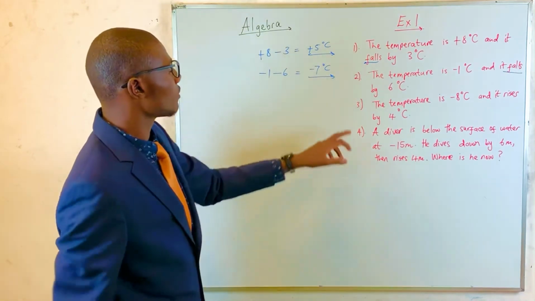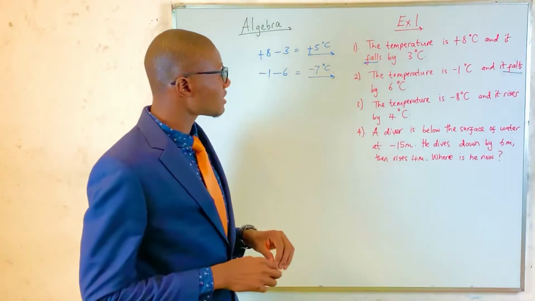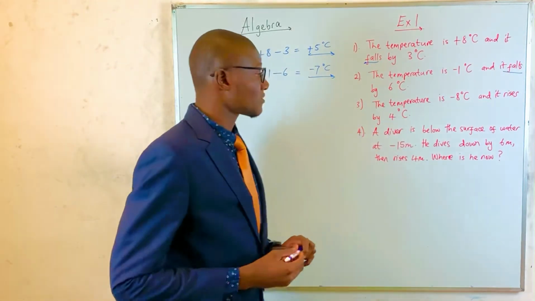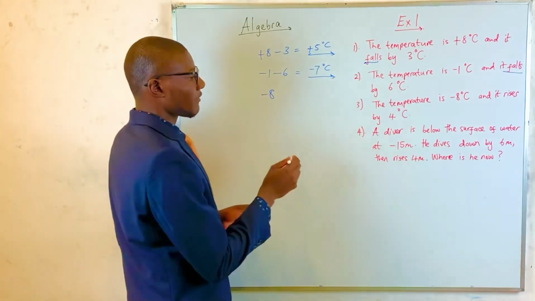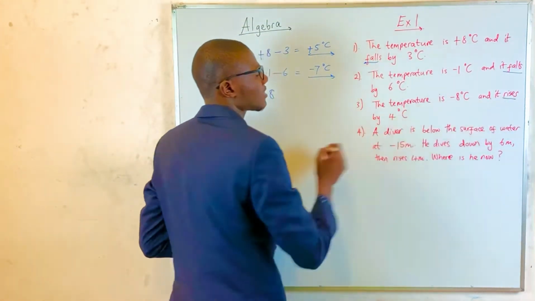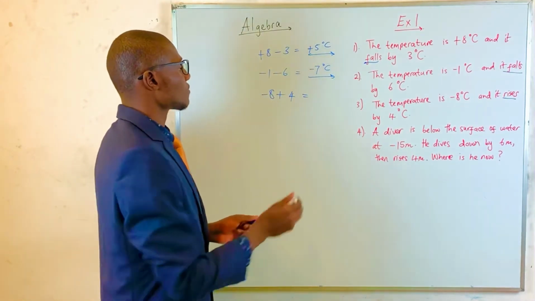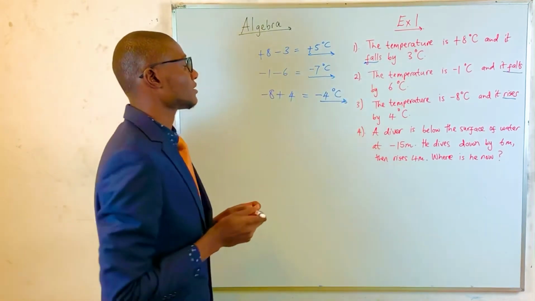Then looking at number 3, we're told that the temperature is minus 8 degrees Celsius and it rises by 4 degrees Celsius. To get the new temperature, we're saying minus 8, and since this is a rise, that will be plus 4. This will give us minus 4 degrees Celsius.